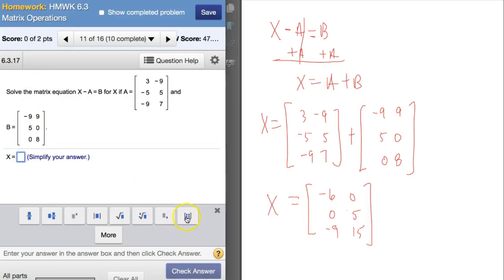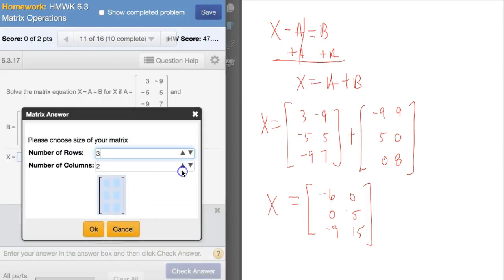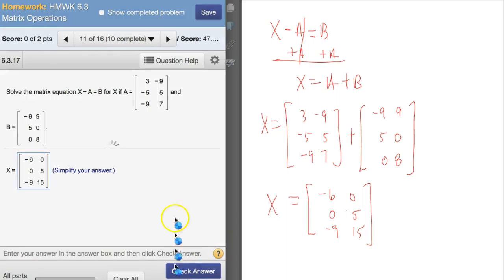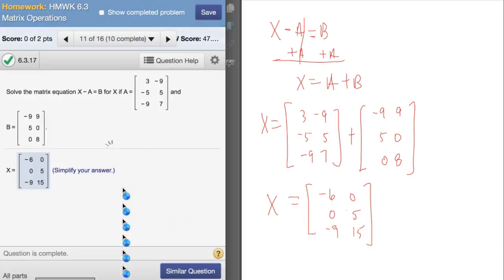So let's go ahead and type it in. That's also a 3 by 2. So we got negative 6, 0, 0, 5, negative 9, and 15. All right, moving on to the next question.